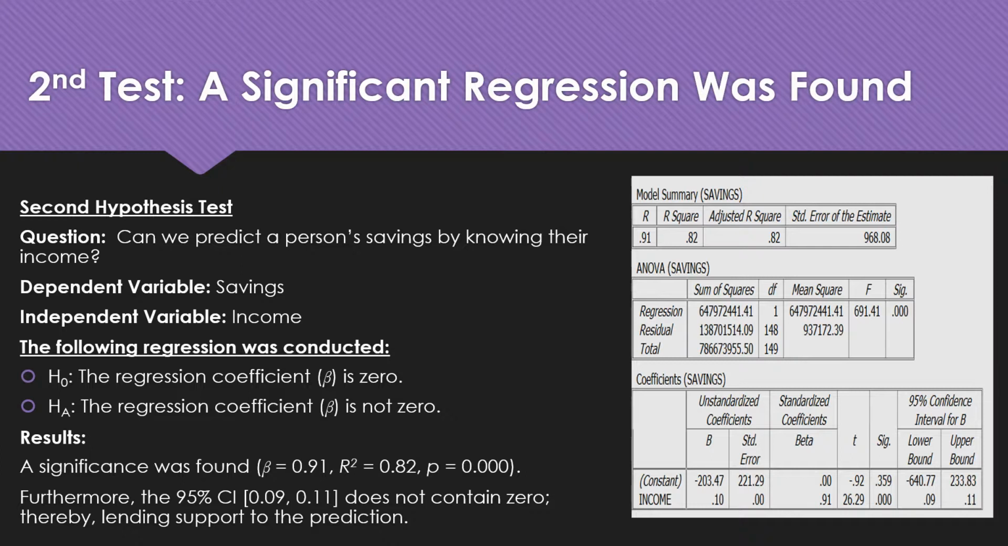Finally, we look at the coefficient interval with the lower bound as 0.09 and the upper bound as 0.11. It does not contain 0, thereby lending support to the prediction.